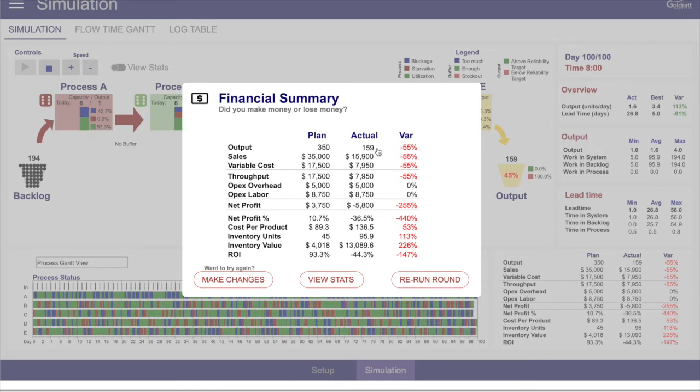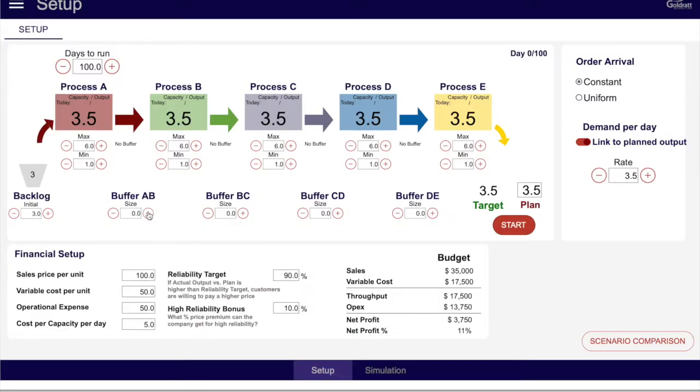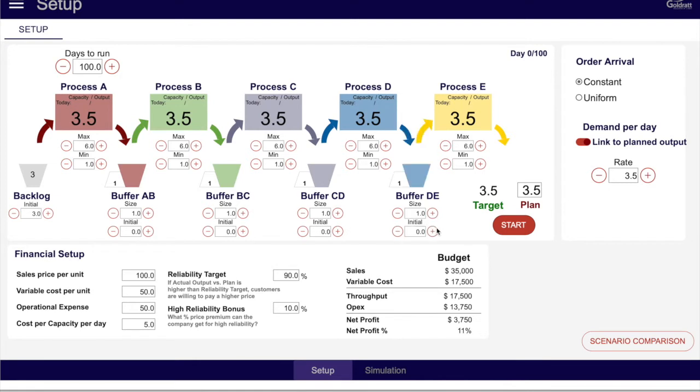We expected to get 350, we only got 159, and we lost a lot of money. So what changes can we make? What if we just add space for 1 unit in between these? What we've just experienced is essentially a chaotic system.